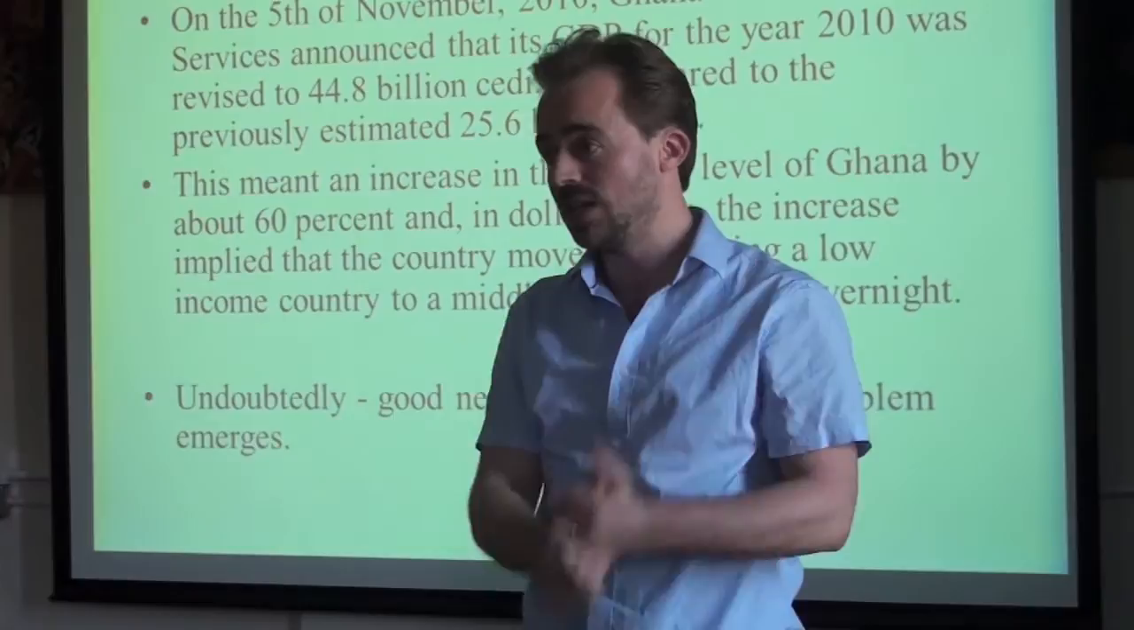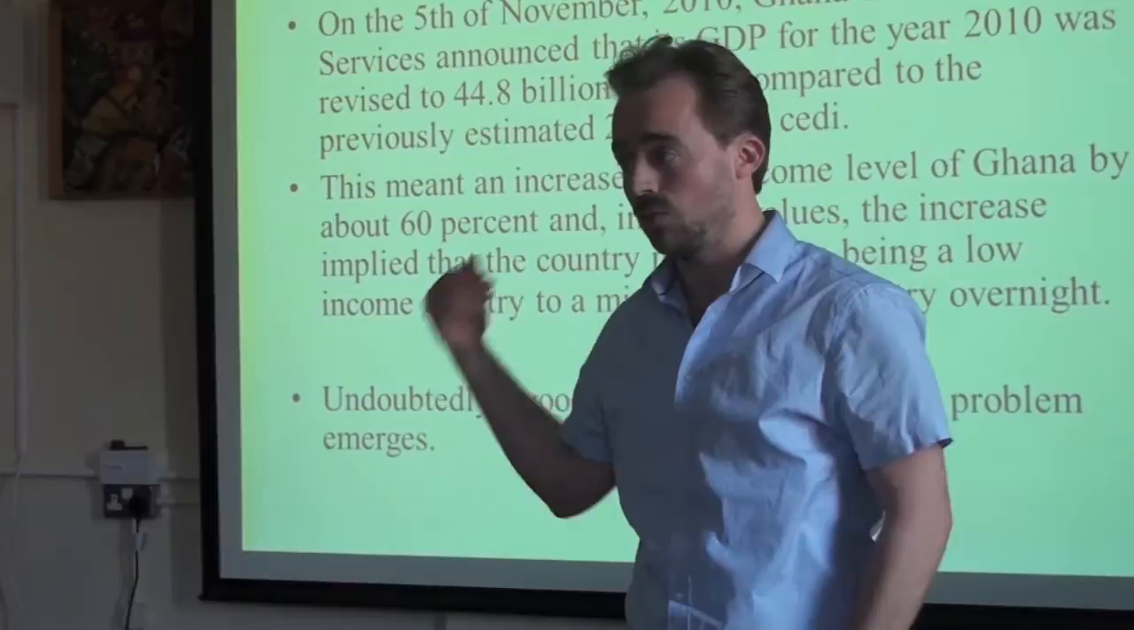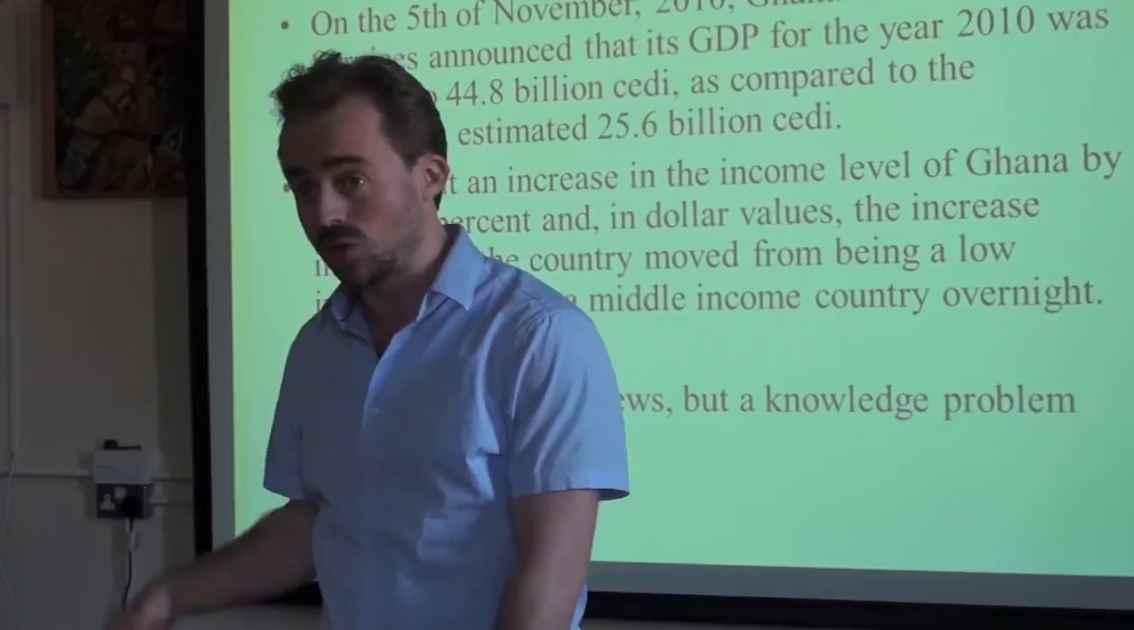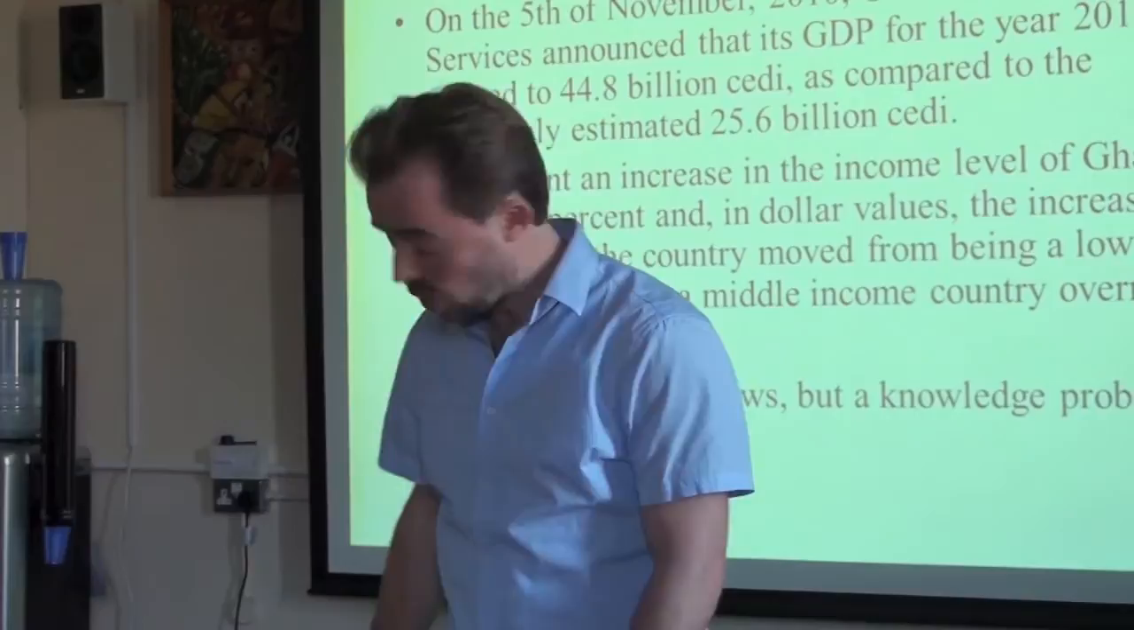And this income classification was agreed upon with the World Bank a year later, so that meant that on the 4th of November, Ghana was eligible for concessional lending. On the 6th of November, it was no longer. So, undoubtedly, this is good news. Ghana is richer than we thought they were.